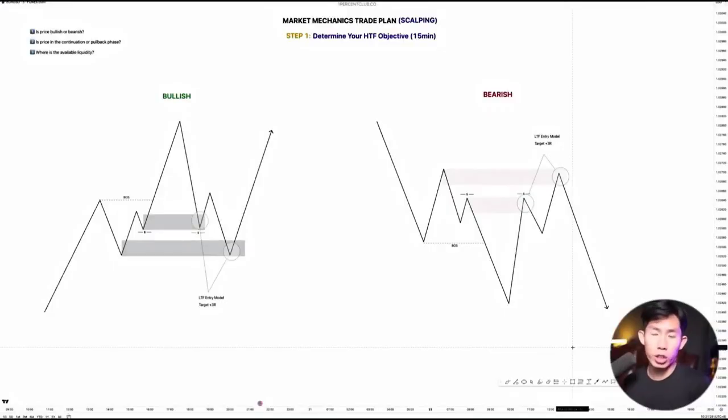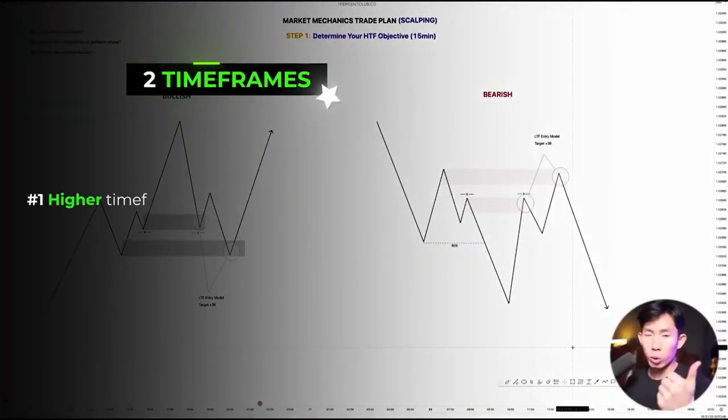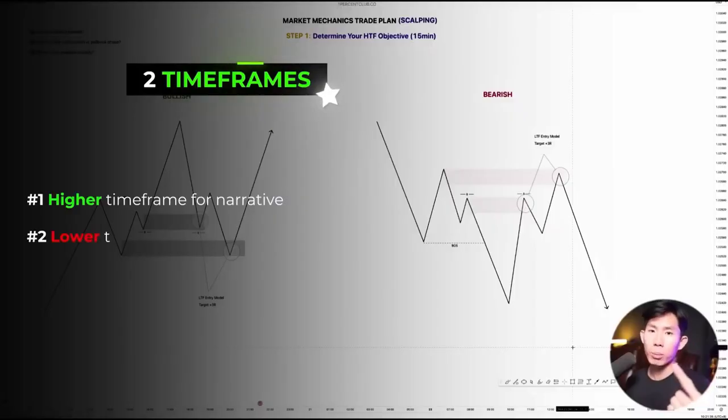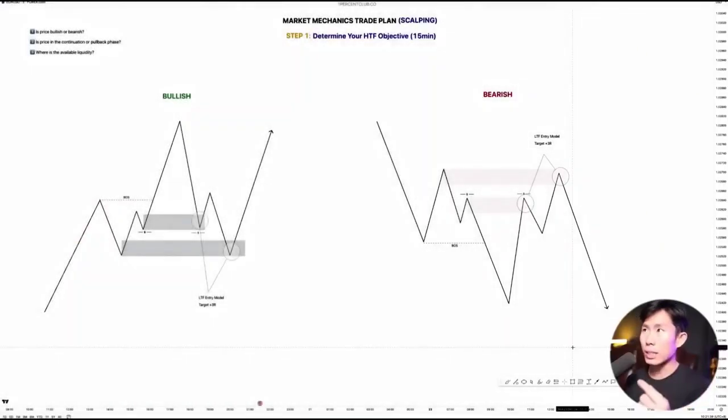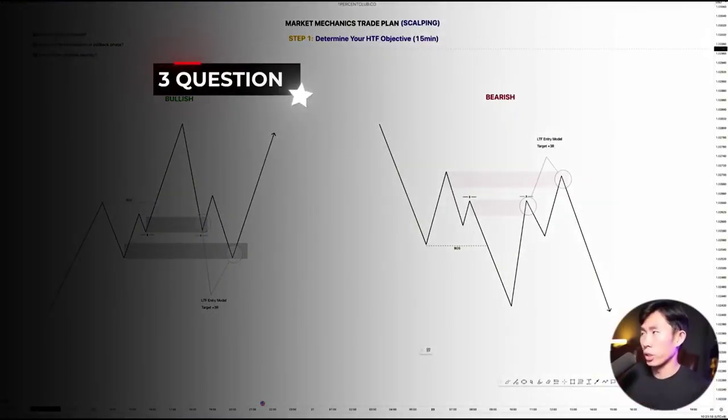So in this scalping strategy, we are only going to be using 2 time frames. The higher time frame to build our narrative and the lower time frame to execute our trade when we see our entry model. Firstly, let's talk about the higher time frame. Now, it really all comes down to just 3 simple questions.